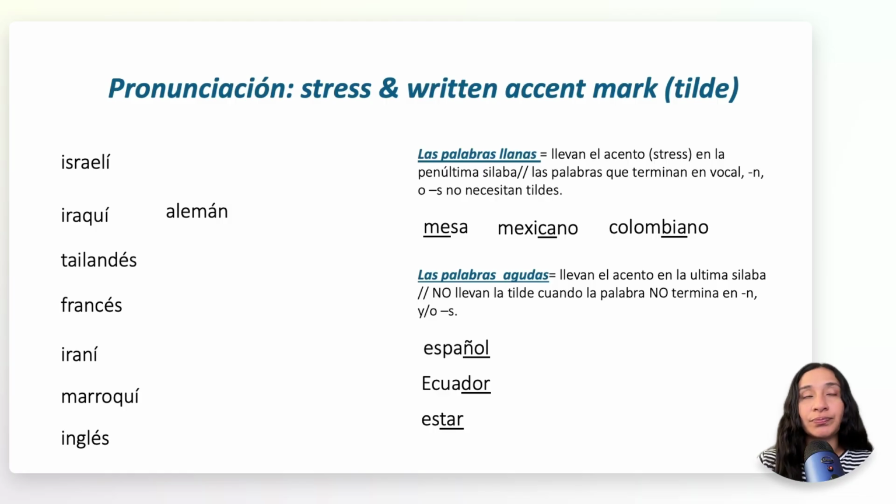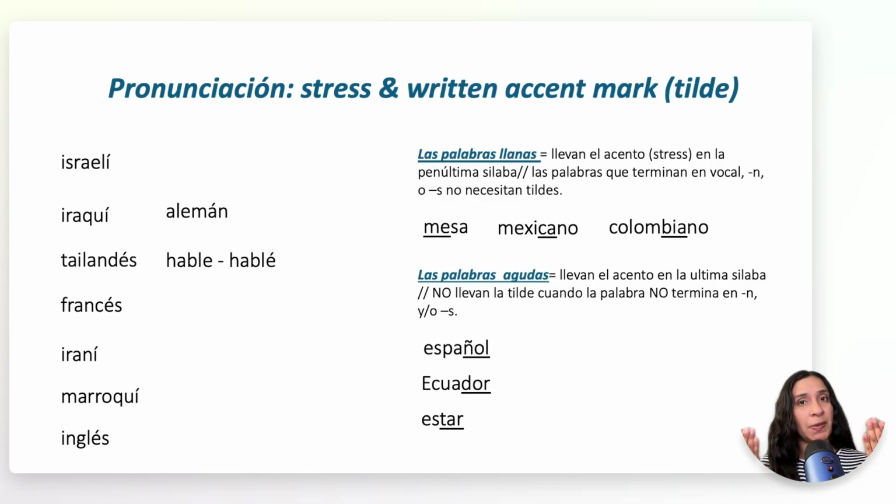Okay, so why do we need to know the difference between these? Because whenever you have these two words, they are gonna mean different things. So hable, like speak, talk to me. Hablé, I talked, I spoke. So you see there is a difference in meaning depending on the stress of the word. So keep that in mind. Try to remember these rules. Try to put the stress in the syllable according to these rules. You're gonna need it for Spanish.